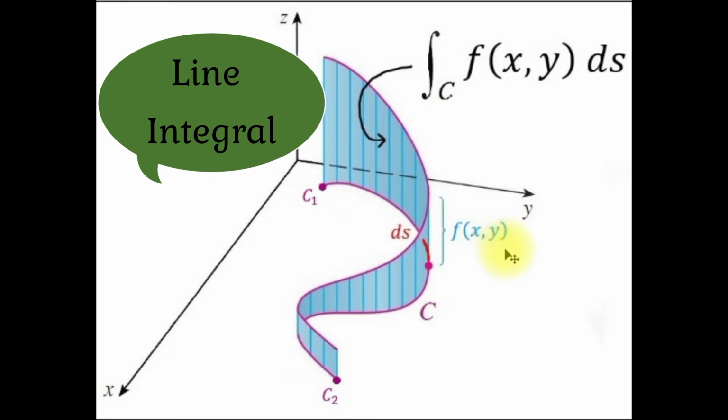Sometimes it is f of xy if it is defined over a curve in a plane, and this f will be f of xyz if it is a function defined over a curve in space. Then we integrate this f along a curve C. So at each point on the curve, there will be a function value, f of xy if the curve is a curve in a plane, f of xyz if C is a curve in space.